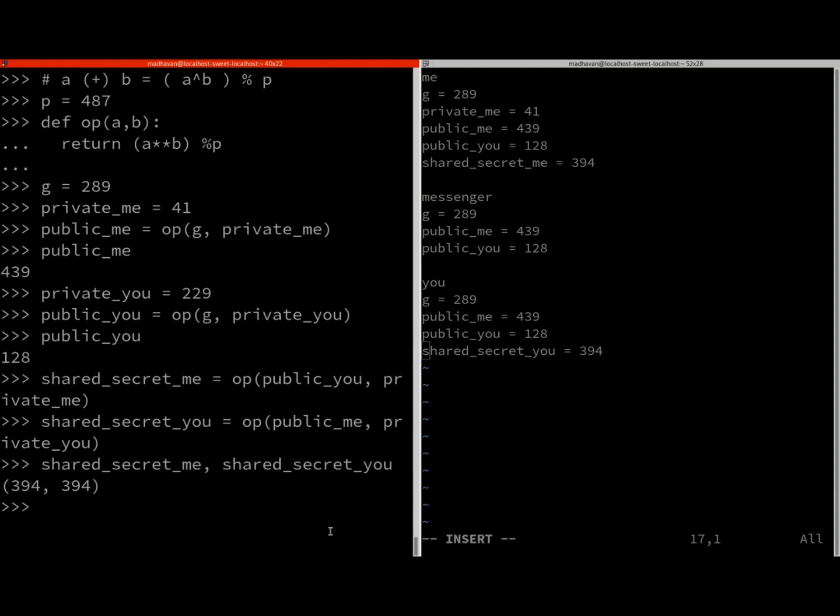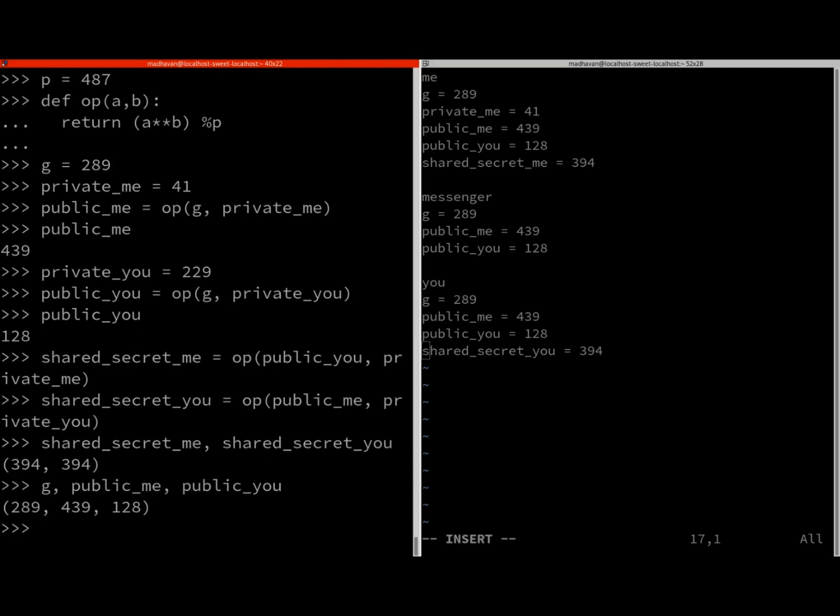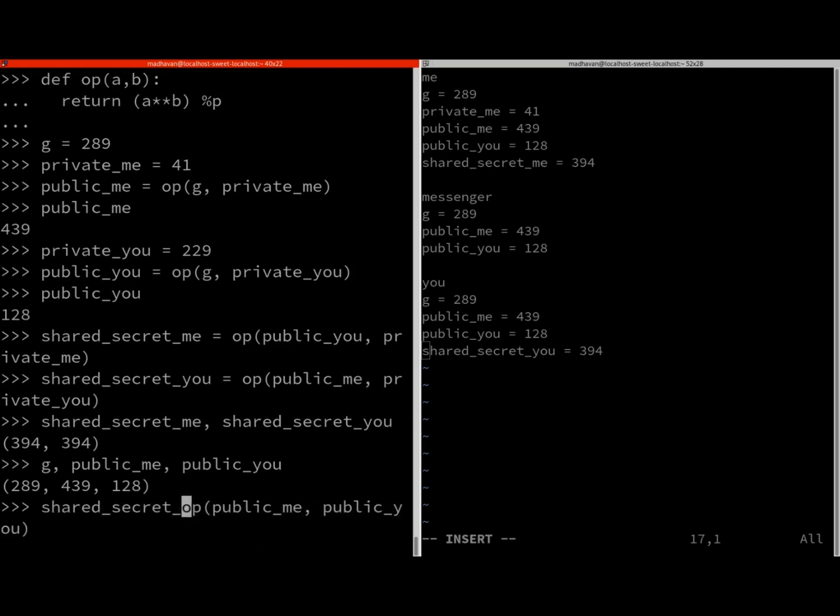Okay, so now the messenger has access to G, public me, and public you. And none of this is the number 394. Is there some operation that the messenger can do so as to generate the number 394 deterministically? The answer is no. Let's try mixing public me and public you, right? Let's say this shared secret guess.